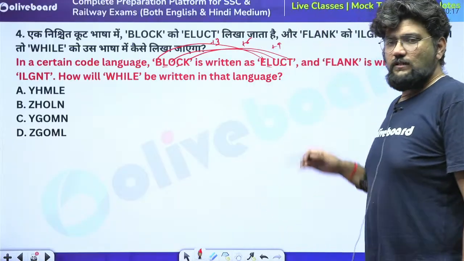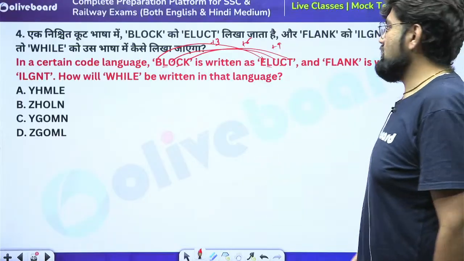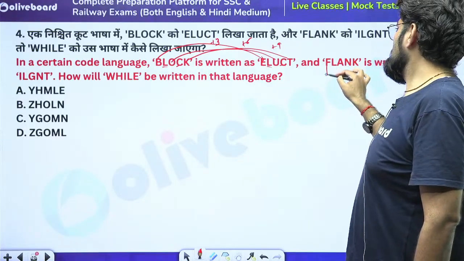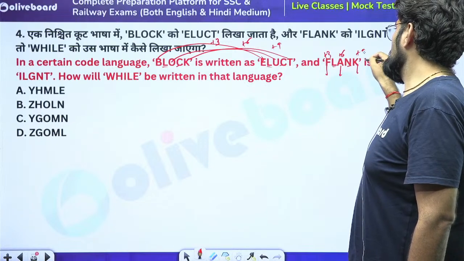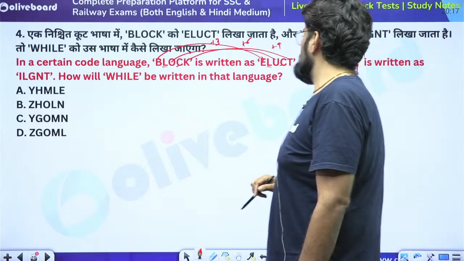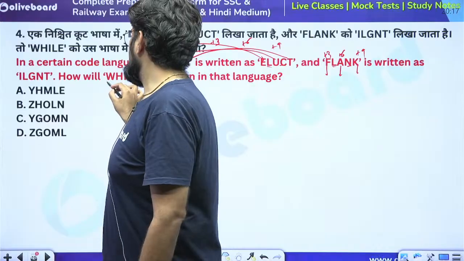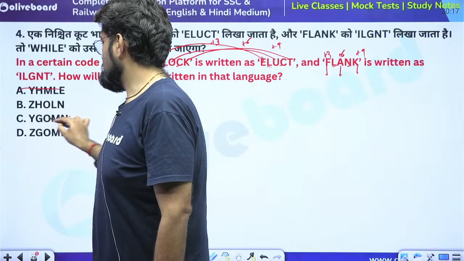So 3 same, 6 same, 9. That's what is happening. If you see, this is what is happening exactly. So what is the code for while? So 3. 23 plus 3 is 26. This is gone. This is gone.